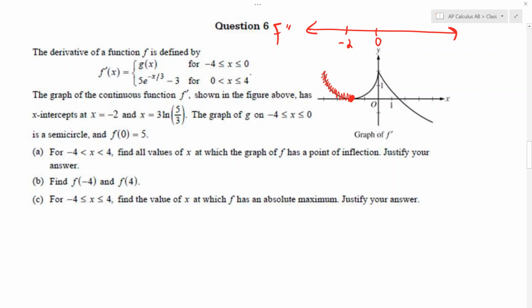F double prime before -2 is negative because the slope is negative there. The slope of f prime. Between -2 and 0, the slope of f prime is positive. And after 0, negative. So f has points of inflection when x is -2 and when x is 0. But remember, to get full points, you got to explain how f double prime changes sign. Not just that it changes sign, but how it does it.